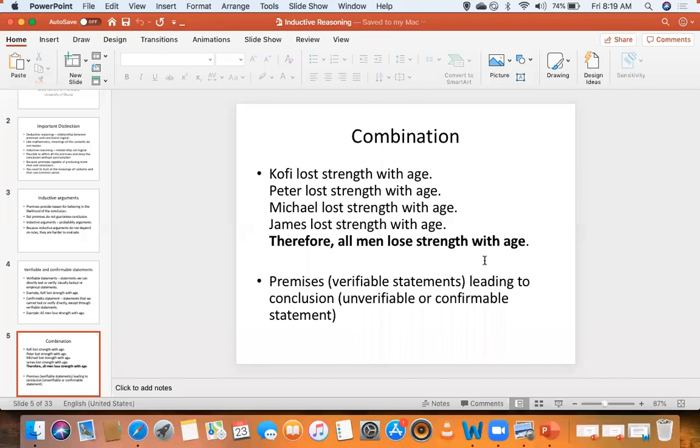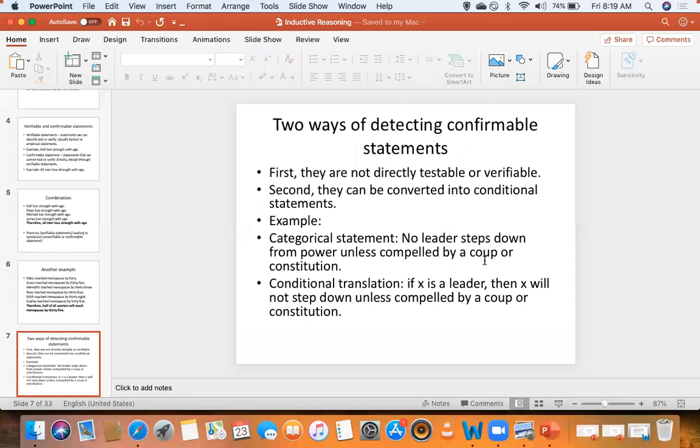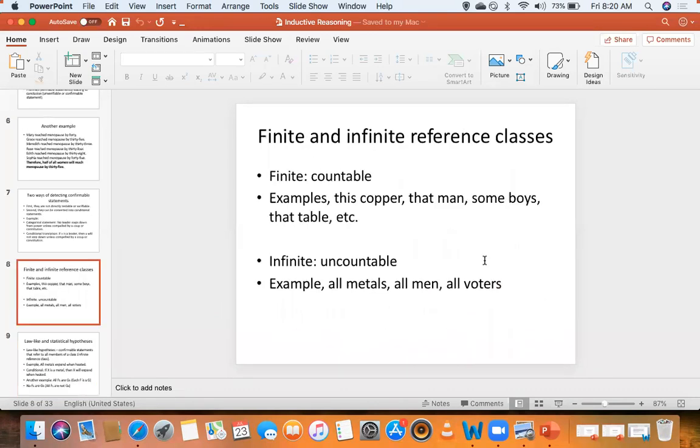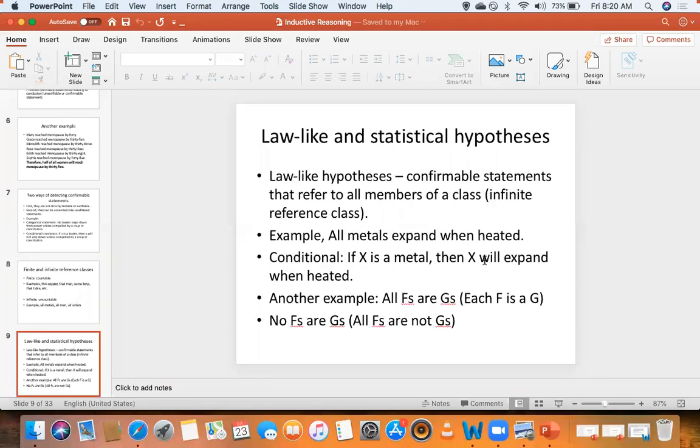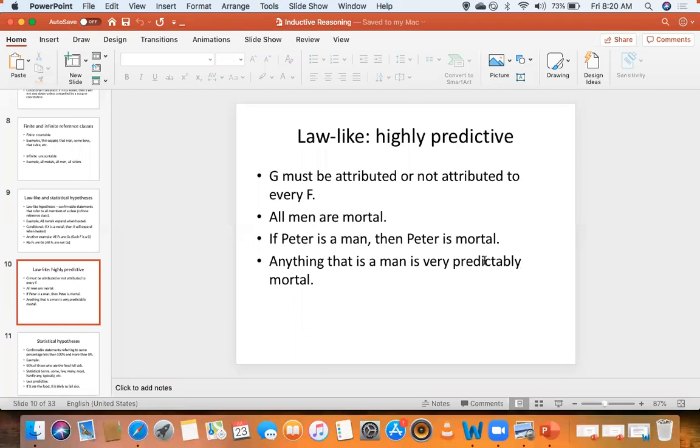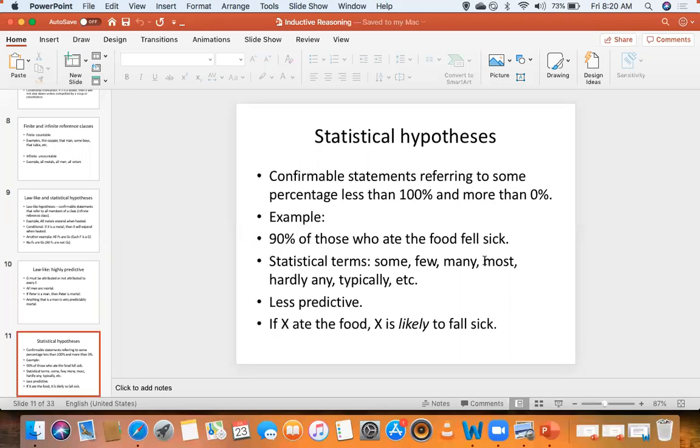And we were saying that inductive arguments are used mostly in sciences. We saw two ways of detecting confirmable statements, and we said confirmable statements are normally the conclusions of inductive arguments. They are also called hypotheses, and we have both law-like and statistical hypotheses. Those are the two major kinds of conclusions of inductive arguments. And we used the finite and infinite reference classes to distinguish between law-like and statistical hypotheses. We say the law-like hypotheses are those inductive conclusions that are universal statements. And then the statistical hypotheses are those inductive conclusions that are actually particular statements.